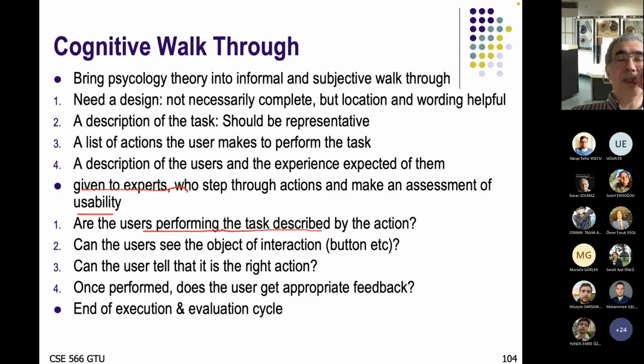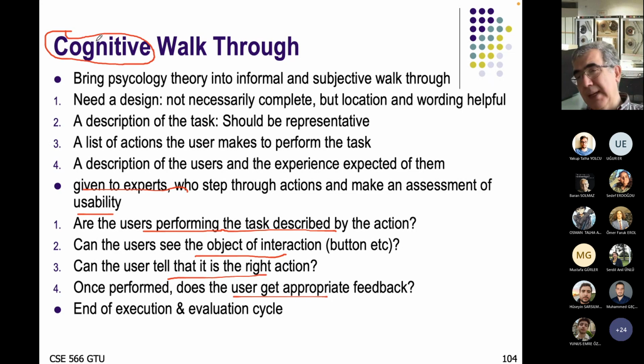Are they performing the task by the action? Can they see the interaction? Can the user tell that it's the right action? Do we have appropriate feedback? So that is how we do cognitive walkthrough. So actually, this is quite interesting because it can be done on design rather than the product. So if you have a design, not the product, you can cognitively walk through the usage scenario and believe that you did the experiment and collect the results.